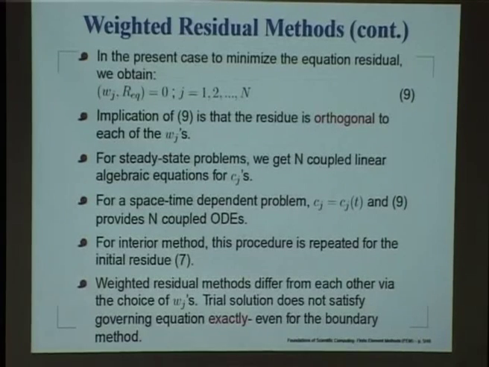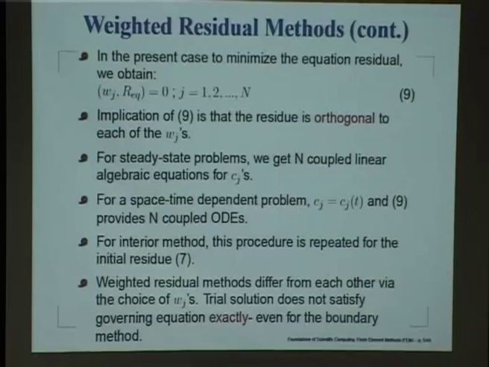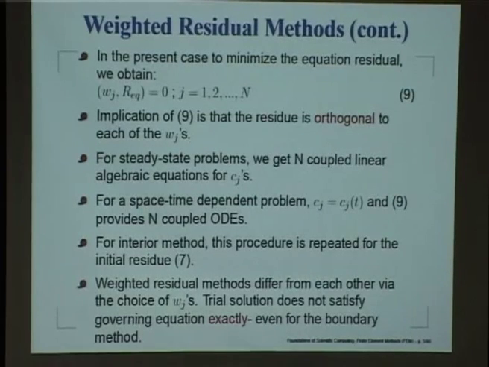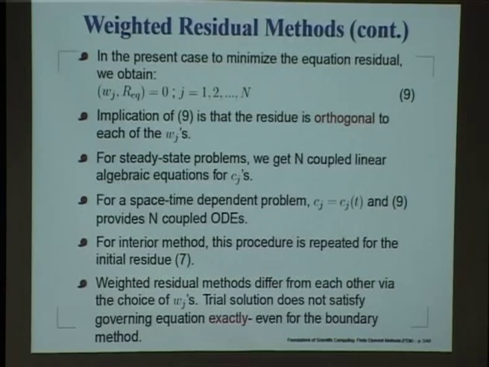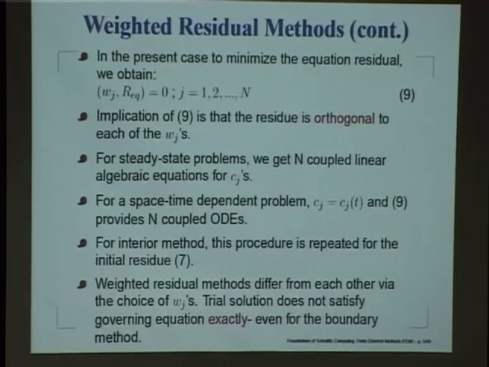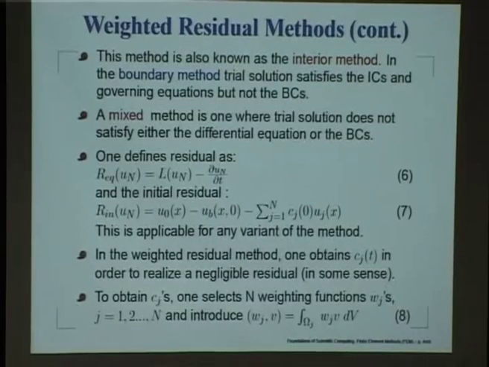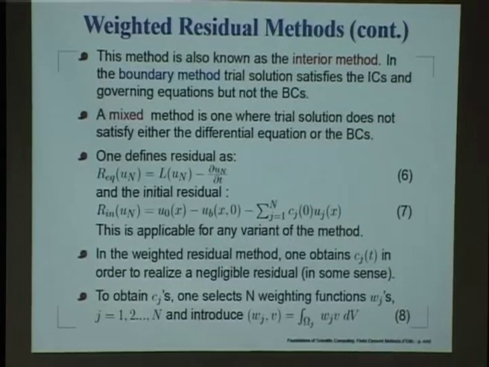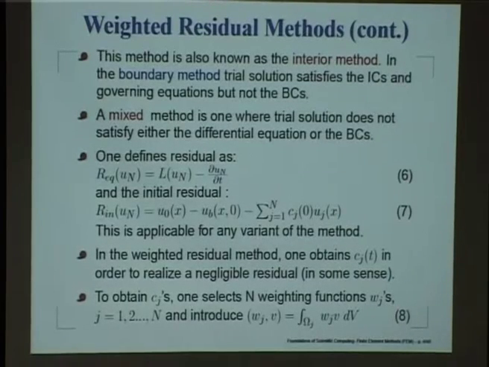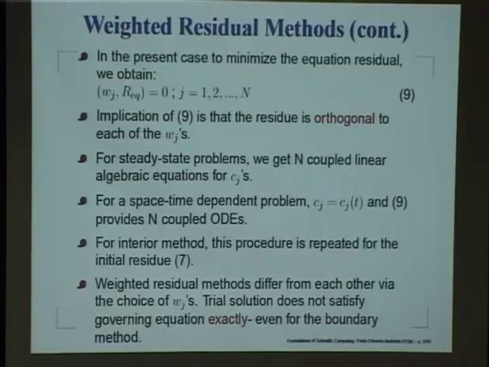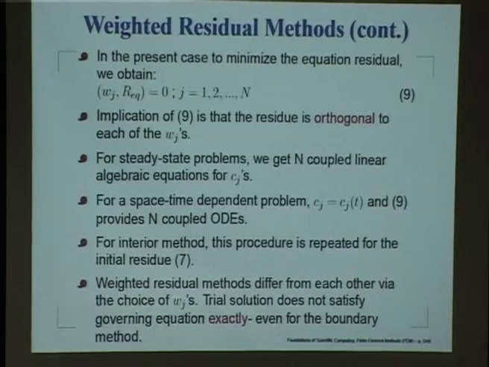Now, if you have a space time dependent problem, you are going to have ODEs for the Cj's. You would require initial conditions for those equations, which you get from the initial residue that we have already defined. We have shown in equation 7 what the initial residue is. So from here I could get some relationship for Cj at t equal to 0. That is the essential idea of using that initial residue as well.